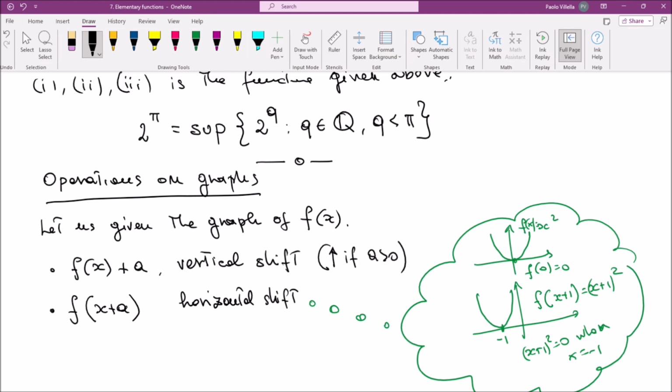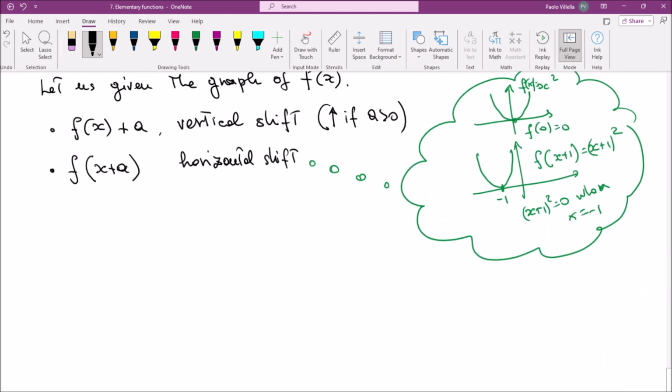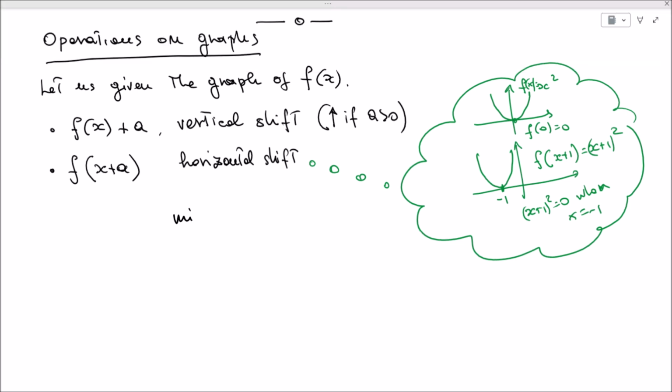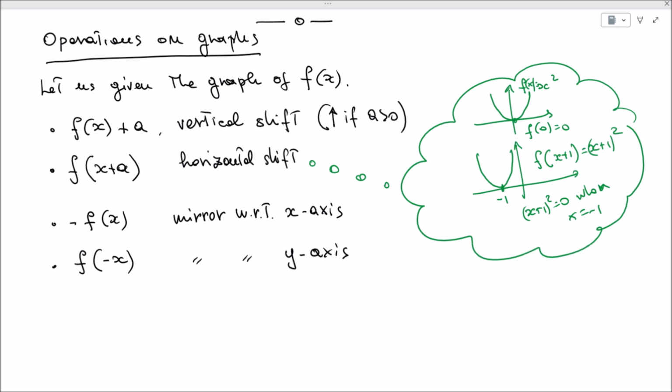Another easy operation that we can do on the graph is the mirror with respect to the x axis, and this can be obtained by just doing minus f of x. If instead we want to do the mirror with respect to the y axis, well, this is obtained by doing f of minus x. And if we want to do a mirror with respect to the origin, then we have minus f of minus x, which is basically the composition of two mirrors, one with respect to the x and one with respect to the y.